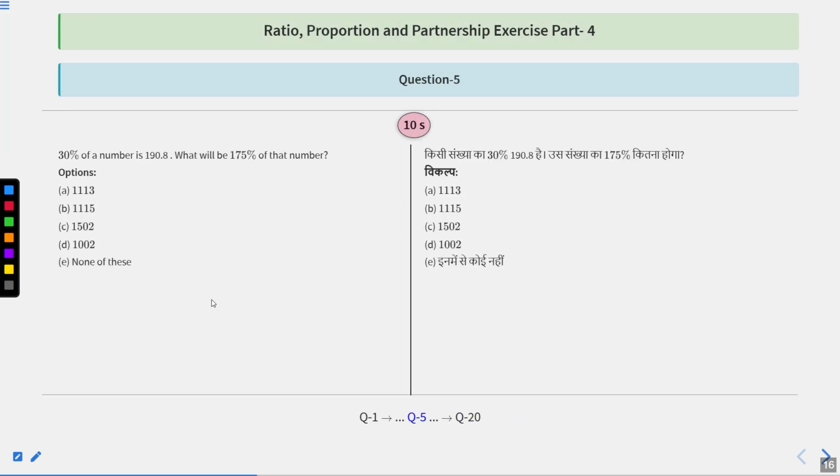Next one. 30% of a number is 190.8. What will be 175% of that number? You have 5 options and 10 seconds to analyze the question. Your time starts now.